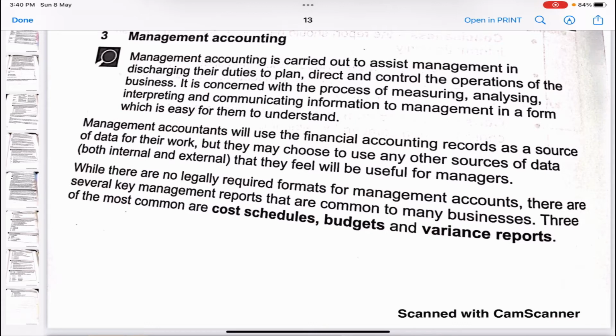So, management accountants will use the financial accounting records as a source of data for their work, but they may choose to use any other sources as well, both internal and external, that they feel will be useful for the managers. Well, there are no legally required formats for management accounts. There are several key management reports that are common to many businesses. So, 3 of the most common are cost schedules, budgets, and variance reports. So, what are the 3 which are common to all the management accounting departments in almost all organizations? Preparing budget, preparing cost schedules, and preparing variance reports. We'll see what they mean.